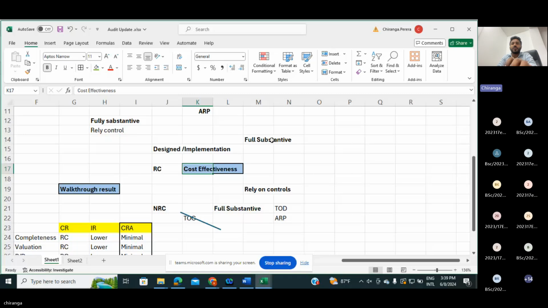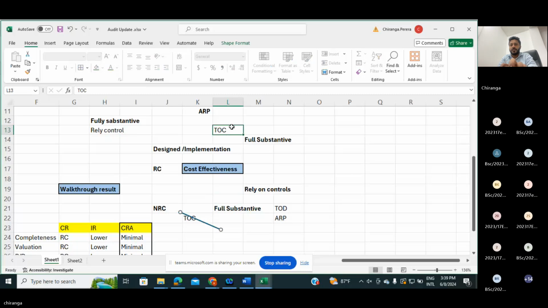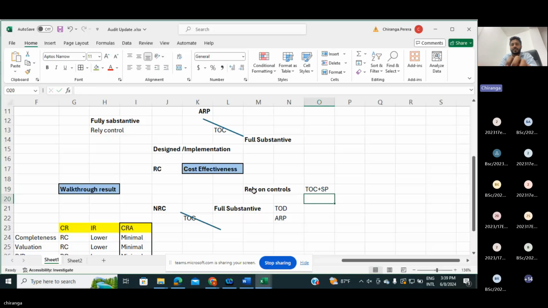So the cost, practically, we don't need to do that. Here also we are not doing TOC. Right? Here, rely on control, we are doing TOC plus substantive procedures. Right?